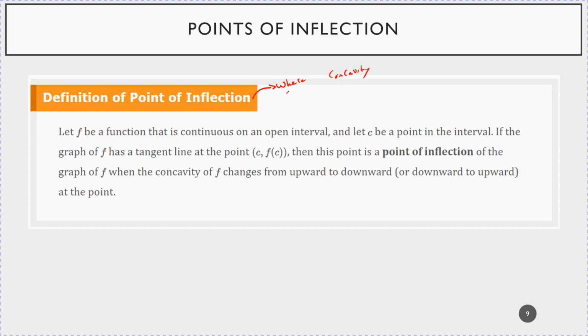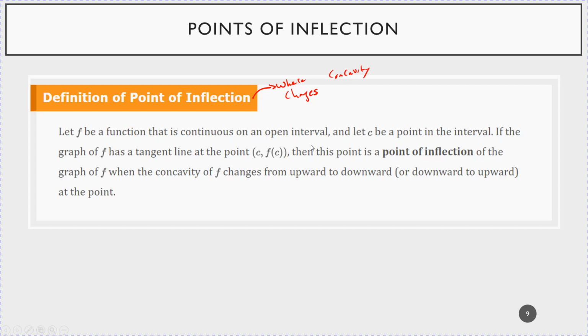Where concavity changes. So that means it goes from being concave upward to concave downward, or concave downward to concave upward. All right, so here's the definition. Let f be a function that is continuous on an open interval, and let c be a point in that interval. If the graph of f has a tangent line at the point c, f of c, then that point is a point of inflection of the graph when the concavity of f changes from upward to downward or downward to upward. That's all, just the concavity changes.